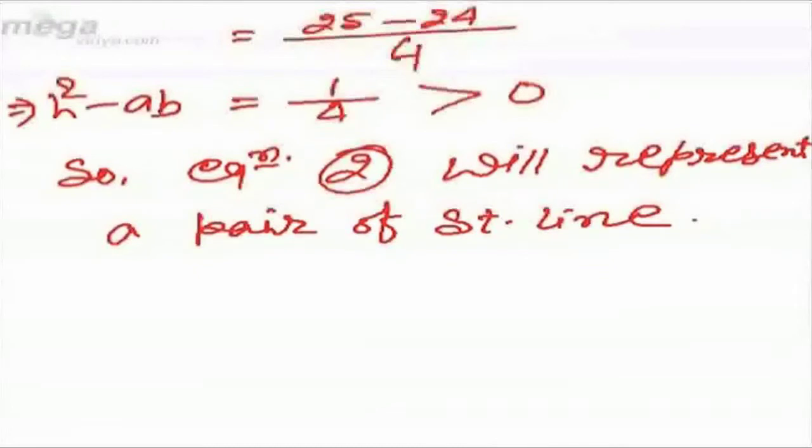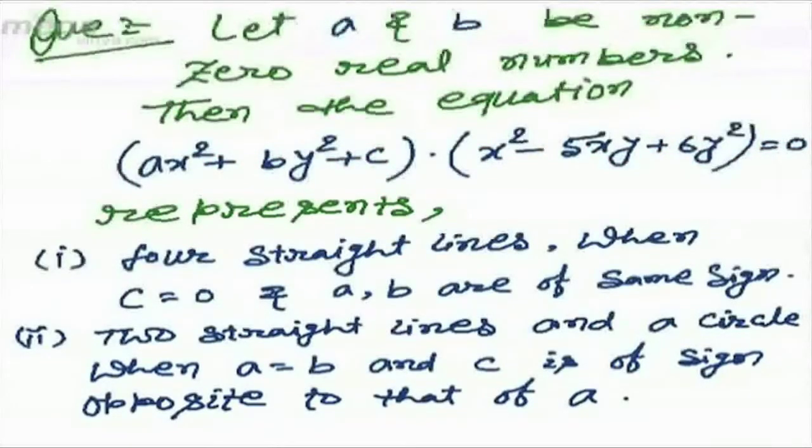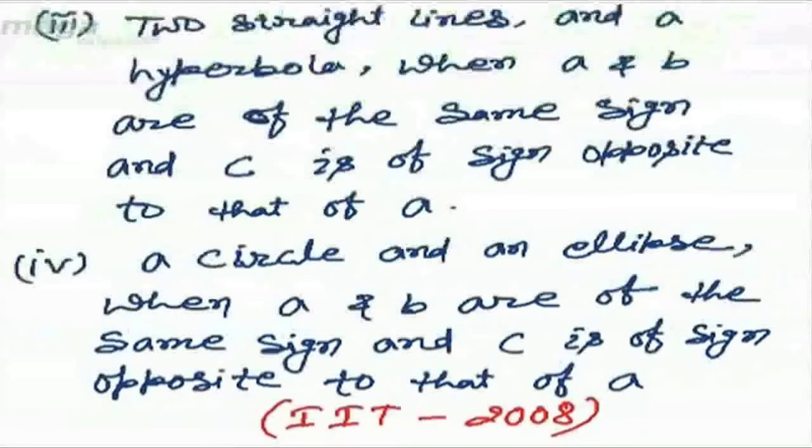So now if you move on to the options, the first option, 4 straight lines, means this equation will represent 4 straight lines. Maybe. Second, this equation will represent 2 straight lines and a circle. Maybe. The third, that equation will represent 2 straight lines and a hyperbola. It may also be true. Now fourth, it will represent a circle and an ellipse.